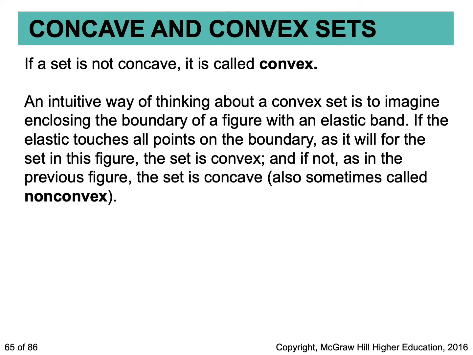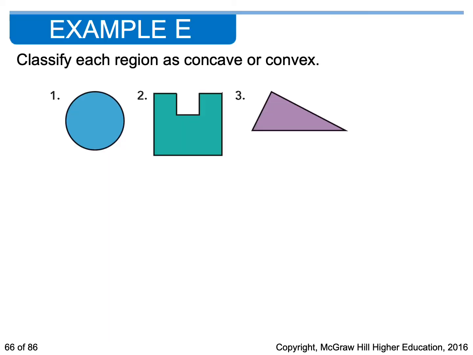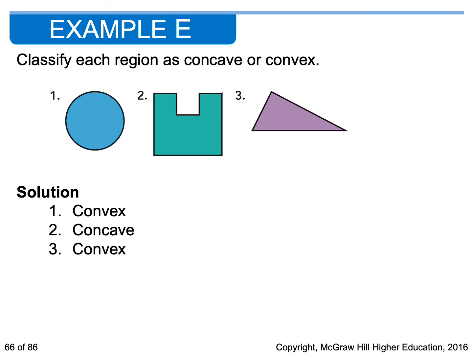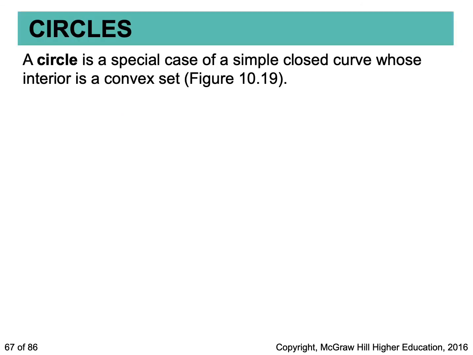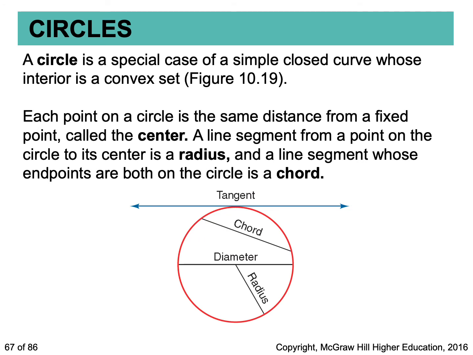And so if it's not concave, it's convex. So here's a convex shape. Any 2 points that you draw, the line segment connecting them will always stay inside this shape. And so with these 3 figures, number 2 would be concave. Okay, a circle is a special case of a simple closed curve whose interior is a convex set.